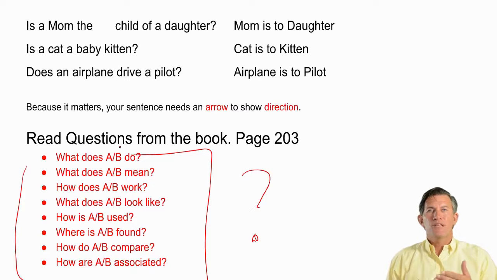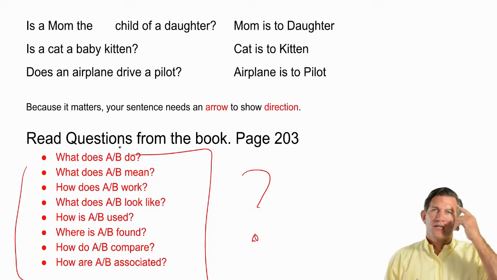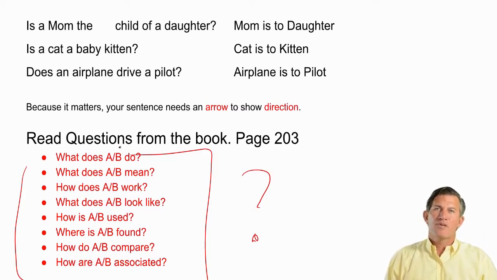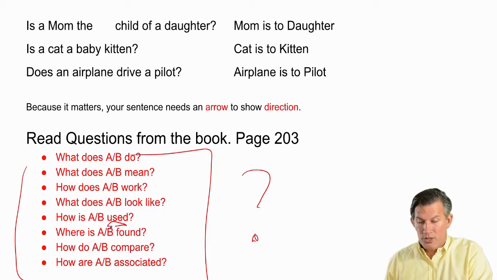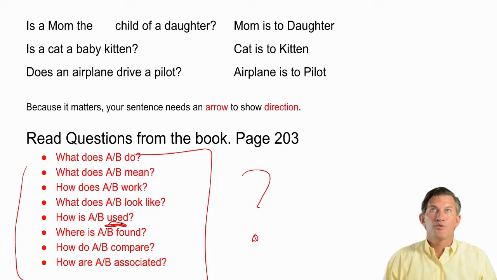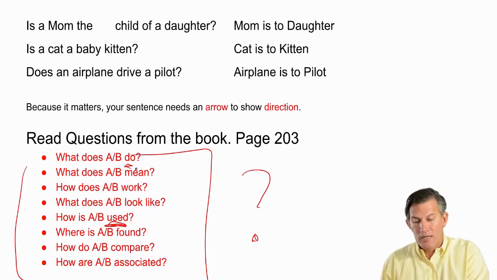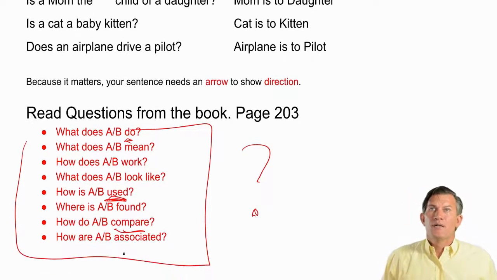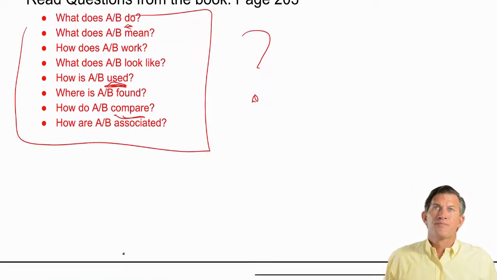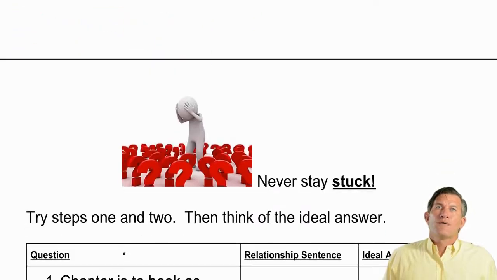If you can just write these down on a note card and think about these the night before the test, these are the key things that are going to keep you unstuck. Where are they found? What does it look like? How are they used? And then obviously type, but use is a huge one. And obviously, what are they and how are they compared? These are all big, and you can use that to your advantage. Never stay stuck.